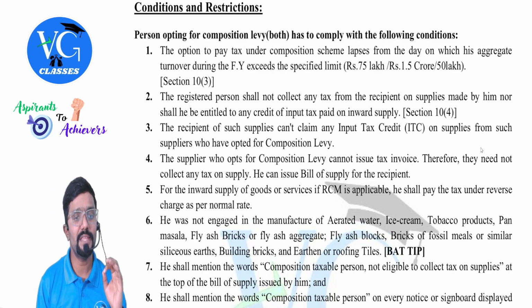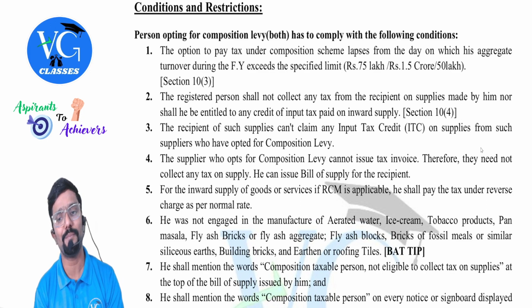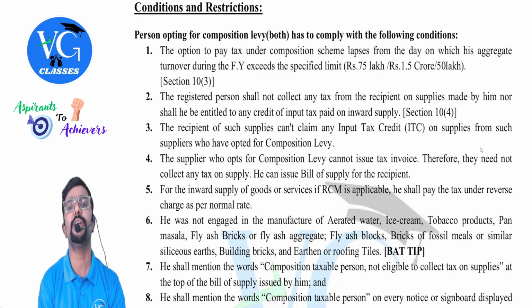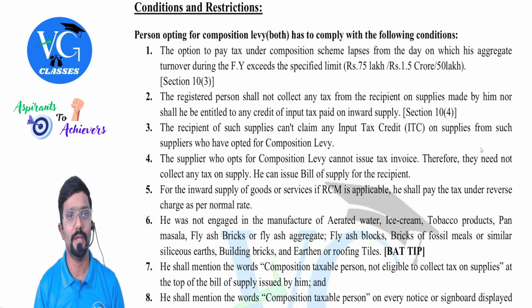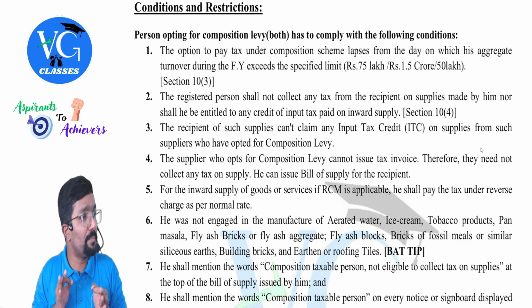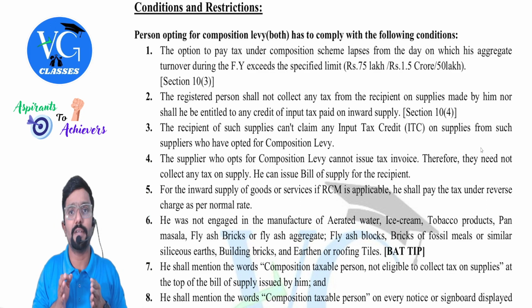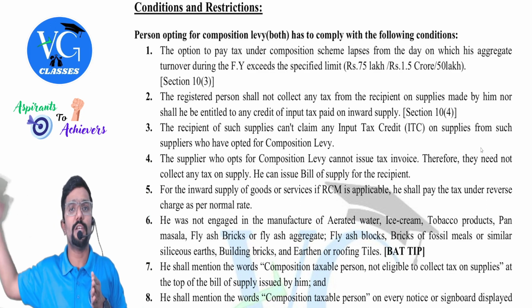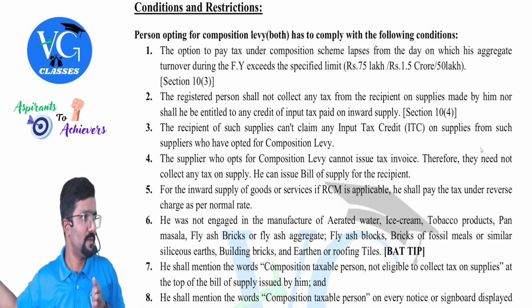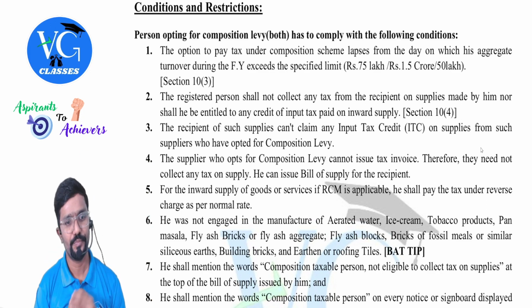Okay, let me read it once again. Third point. The recipient of such supplies can't claim input tax credit on supplies from such suppliers who have opted for composition levy. So simple, if I am a composition supplier, I am the break point for credit. Why so? For my inward supply, I cannot claim credit. For my outward supply, I cannot pass on the credit to my recipients. So I am the break point. Break point of what? The ITC chain.